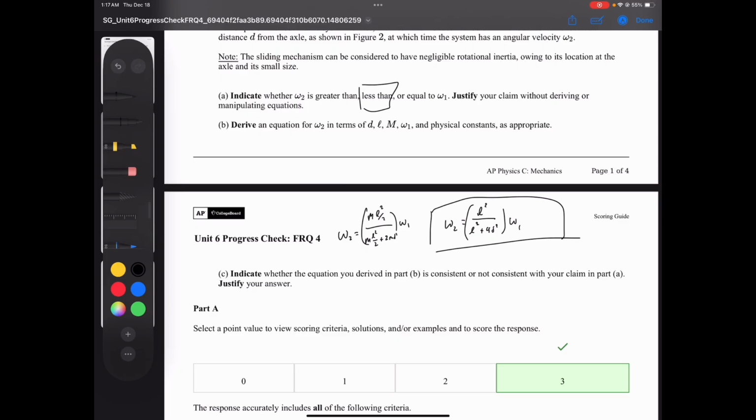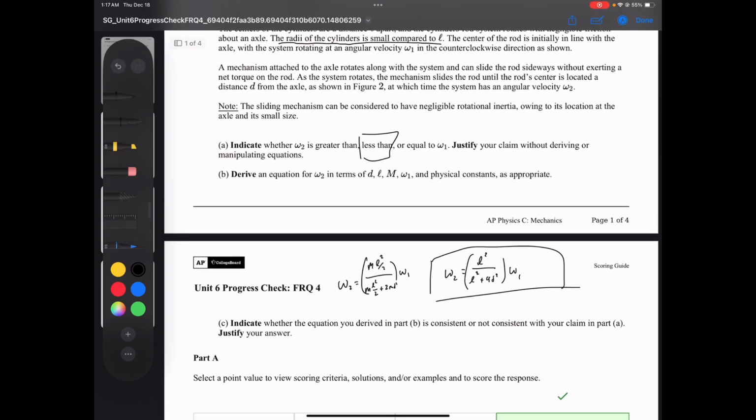That's the answer to B, and it's consistent with what we said in part C because the denominator is bigger than the numerator. So omega 2 has to be less than omega 1. And that's pretty much it.